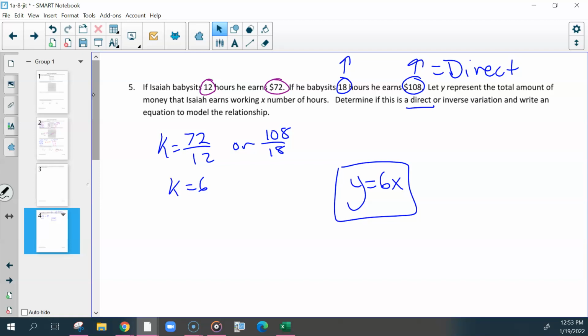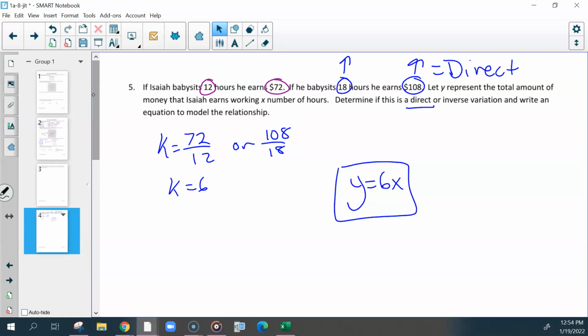But as we look at these numbers, since we know y is the total amount of money, and x is the total amount of hours, as we're looking at the hours, they go up, as we're looking at the total amount, they go up. Since they both go up, there has to be a direct variation. If they both went down, that would also be a direct variation. If one went up and one went down, that would be an inverse. So it just depends on what's given.